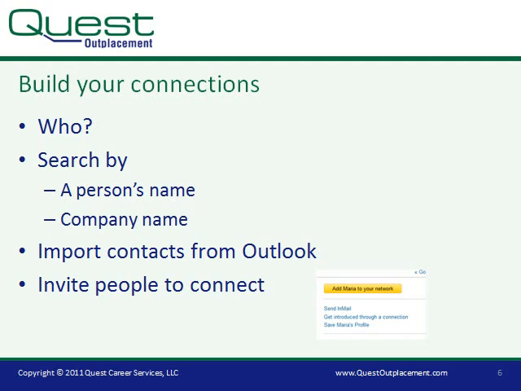Once you find someone on LinkedIn you'd like to connect with, you can request that they become a part of your network by clicking the gold Add to Your Network button at the upper right-hand corner of their profile page. Clicking this button allows you to email them an invitation to connect or link to you through LinkedIn.